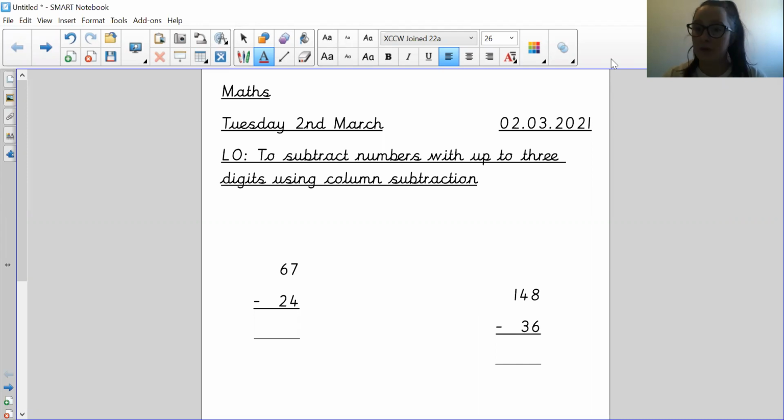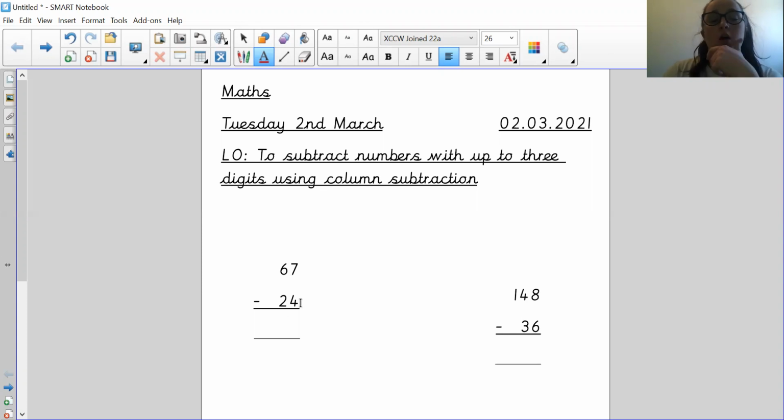02.03.2021, and today we are going to subtract numbers with up to 3 digits using column subtraction. Yesterday we did column addition, so basically we're doing the opposite today. I've got a few on the board that I'm going to run through with you, and then you can go onto the class page and work out all the different questions, very similar to what you did yesterday. So let's have a look.